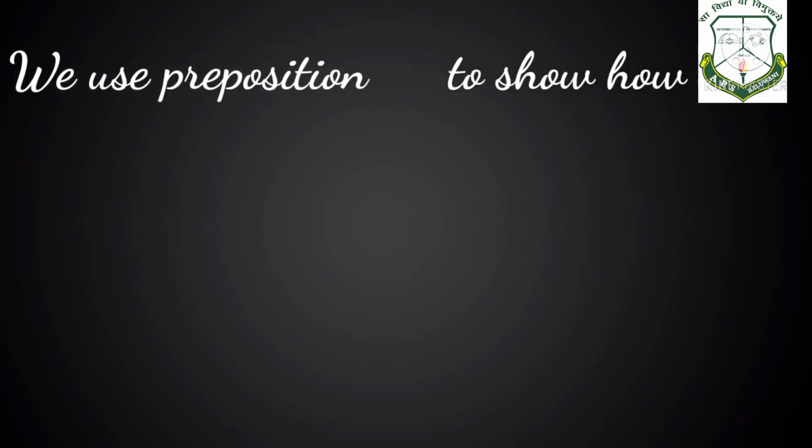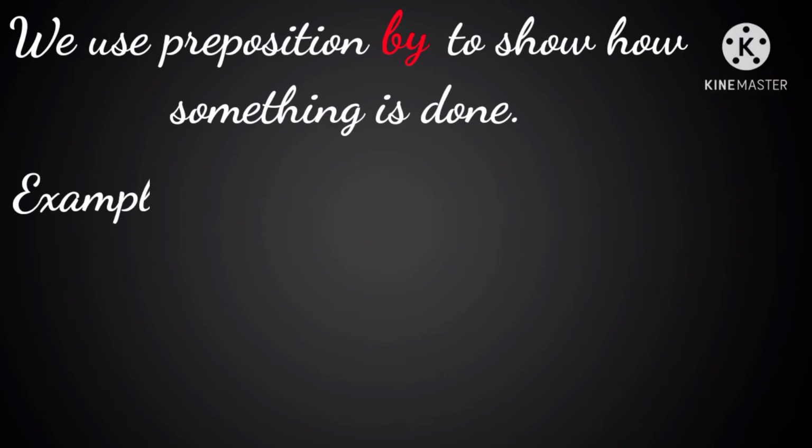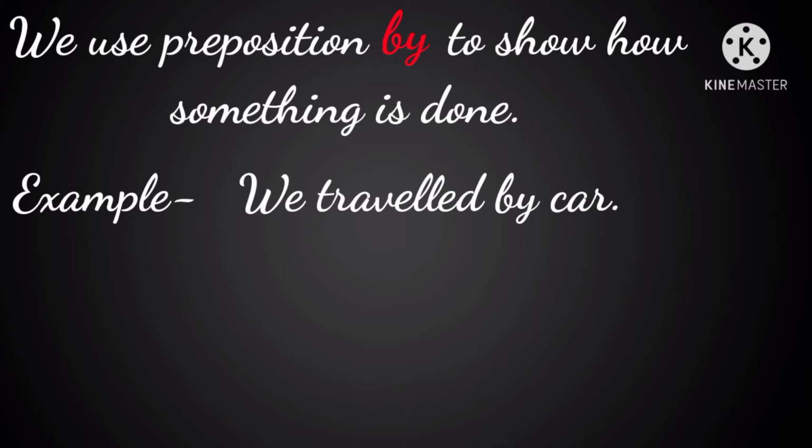Next rule is, we use the preposition by to show how something is done. For example, we traveled by car. Here the word by is showing how something is done.